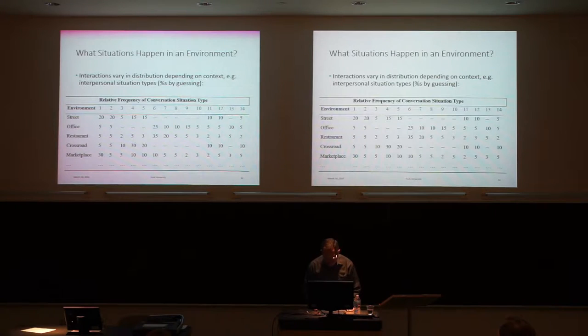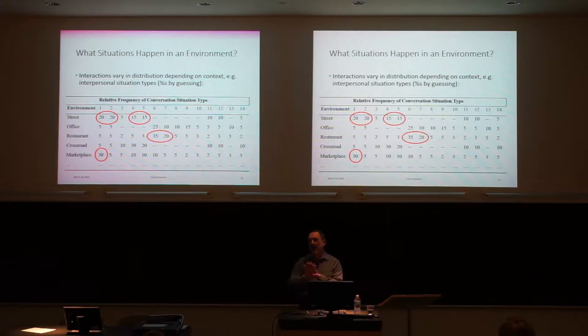And the point here is not the numbers so much as the point here is the environments can have different distributions. Just to single out a few, for example, on the street, people are generally having face-to-face conversations. Number two is kind of just off to the side, but face-to-face. But often they're having conversations while they're walking, side-by-side, or in passing. In a restaurant, however, most conversations occur when you're seated, across the table from someone. In a marketplace, most of the time it's face-to-face because you're doing a transaction.